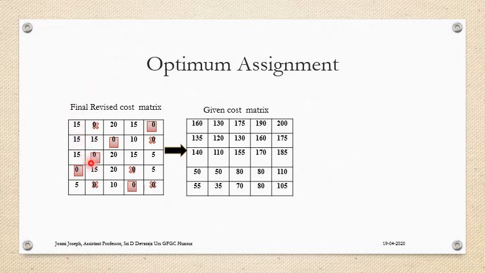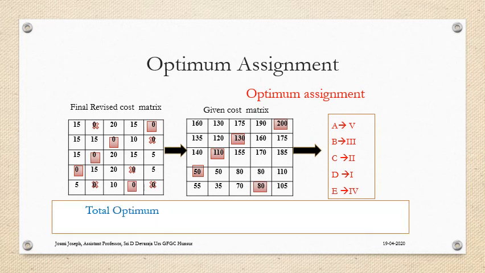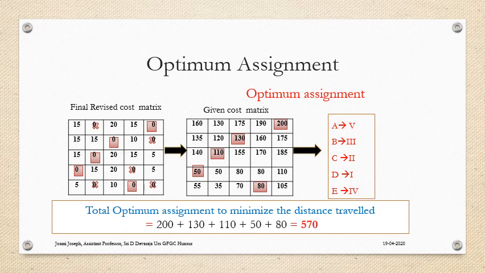From this final revised cost matrix, we can calculate the cost of the optimum assignment. This is the given cost matrix. From this, we can find the minimum distance traveled in this case. Here the assignments are A assigned to 5, B to 3, C to 2, D to 1 and E to 4. The total distance traveled is 200 plus 300, 130 plus 110 plus 50 plus 80, which is equal to 570.